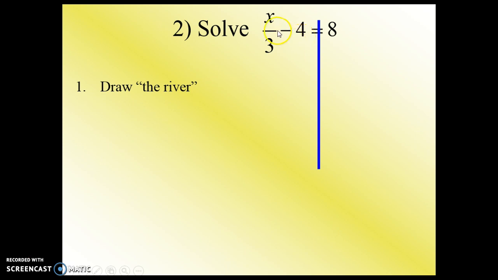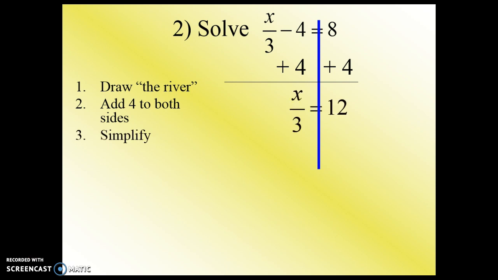We have to do the opposite of minus 4. The opposite of minus 4 is plus 4. So let's add 4 to both sides. As we simplify, we get x over 3 is equal to 12.